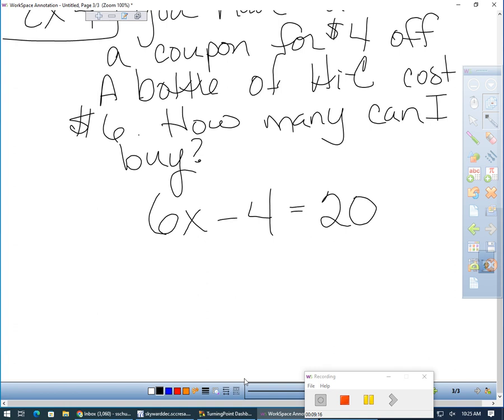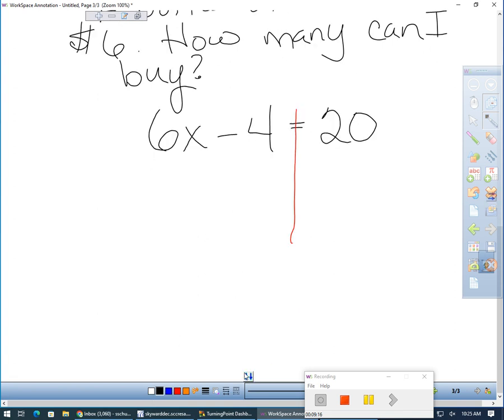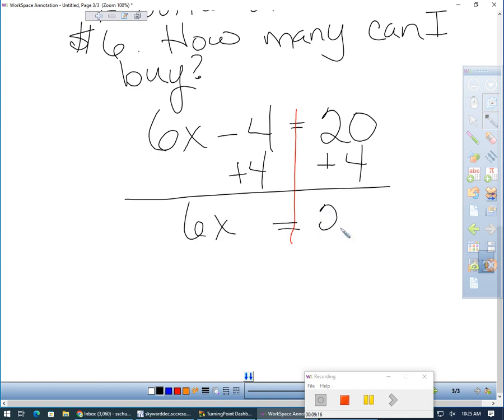Okay. All right, so now we want to figure out how many bottles of High C I can buy. So we're going to solve this equation. I'm going to go ahead and draw my line down. First of all, are there any fractions? Is my variable on the left? Okay, so now I got to move this negative 4 to the other side. How do I do that? Add 4. If I add 4 to this side, I have to add 4. Good. So I have 6x equals 24.